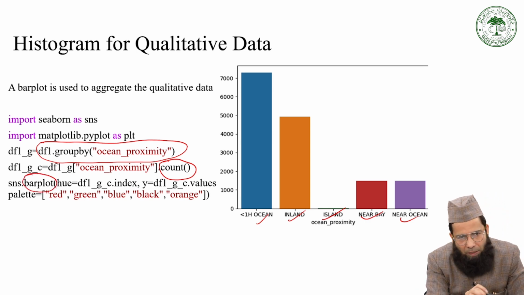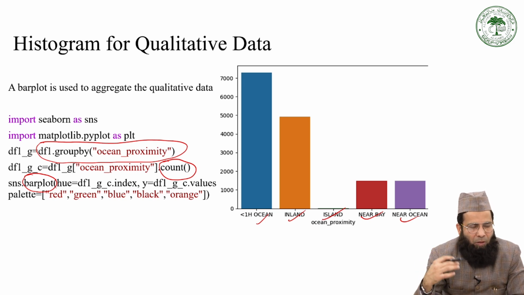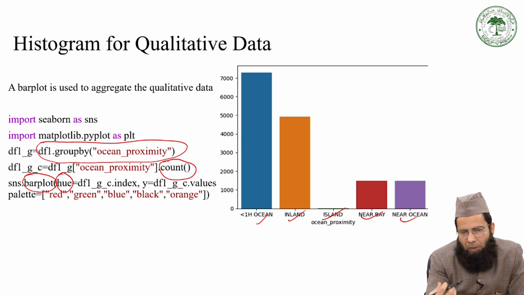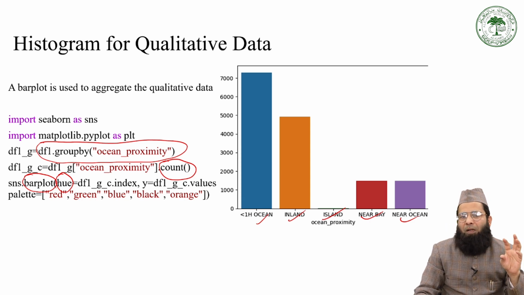Now I am using a bar plot. So using a bar plot, we can aggregate the qualitative data, or you could say categorical data. Here I am using one parameter, that is hue. Hue is actually used to mention the categorical data, right? Or you could say qualitative data. So in this case, my different qualitative data are inland, island, near bay, near ocean and so on.